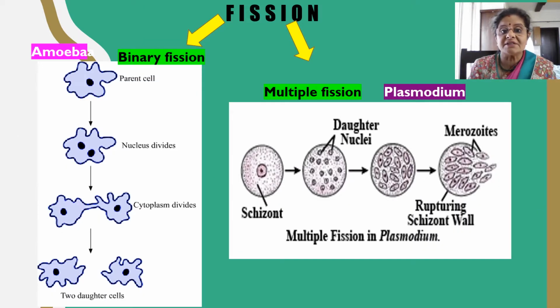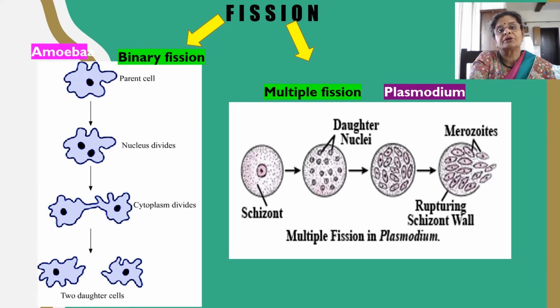Let's understand about asexual reproduction. Asexual reproduction is the simplest type of reproduction found in the unicellular organisms, and the first type is fission. Now, what is fission? It is defined as the splitting of a unicellular organism into two or more daughter cells. It is the most common and simplest method of asexual reproduction in unicellular organisms like protozoa and bacteria.